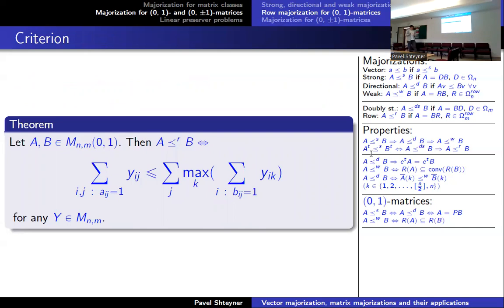Here A and B are arbitrary 0-1 matrices. A is row majorized by B if and only if you have the following inequality for every real matrix Y. On the left part, you use the matrix A only as information about where the ones are. So this is the sum of elements of Y that are in the same positions as ones in A. This makes sense because a 0-1 matrix is exactly the information about where the ones are. On the right side, you have something similar, but with the choice of the column, also according to the ones.